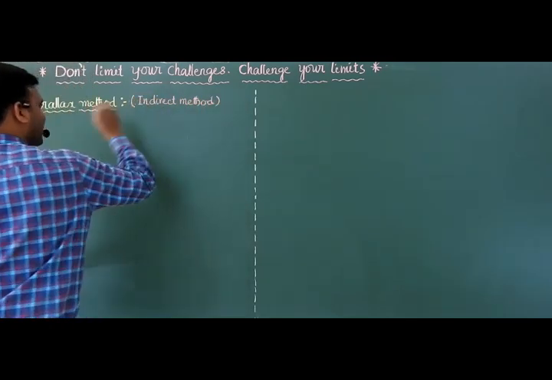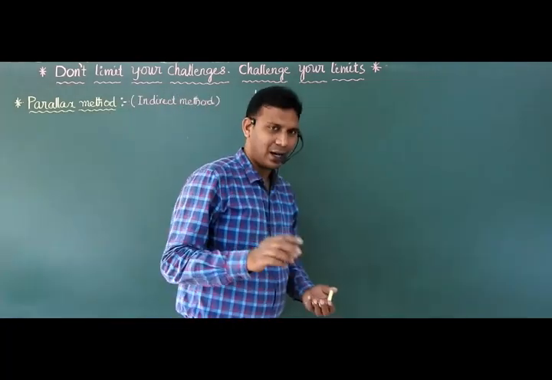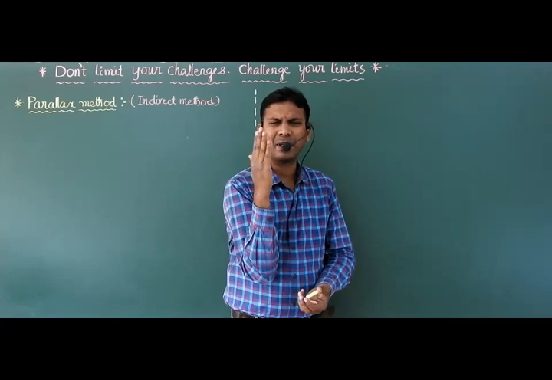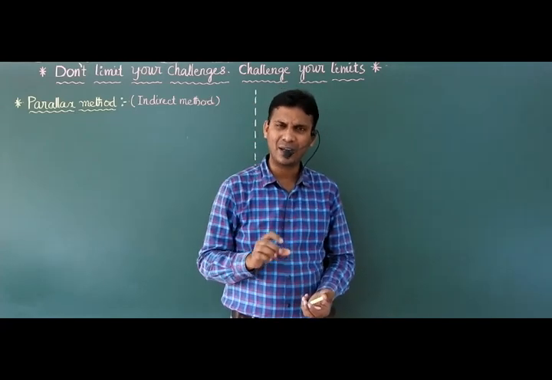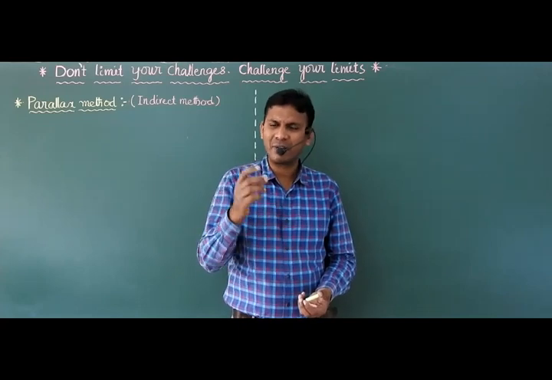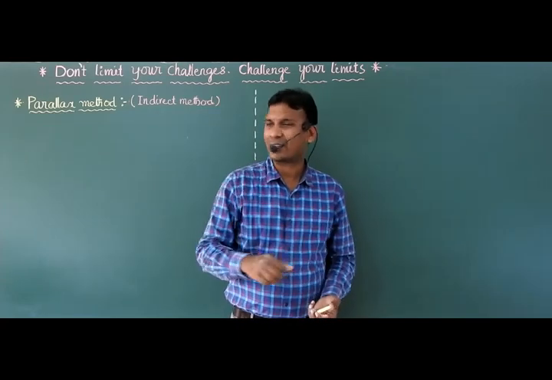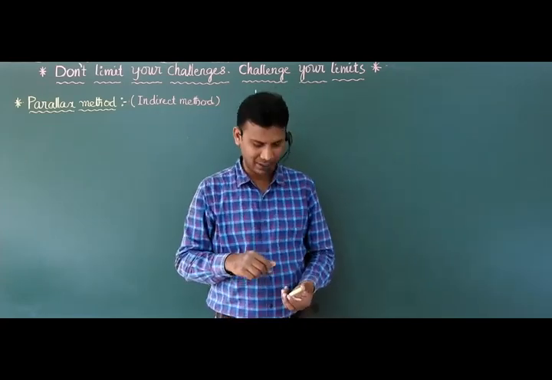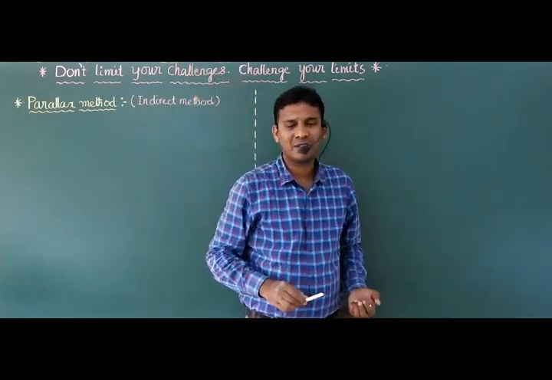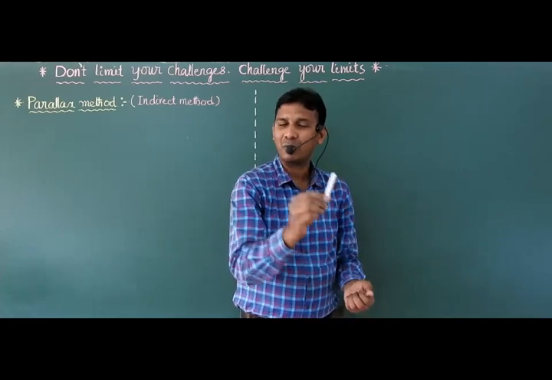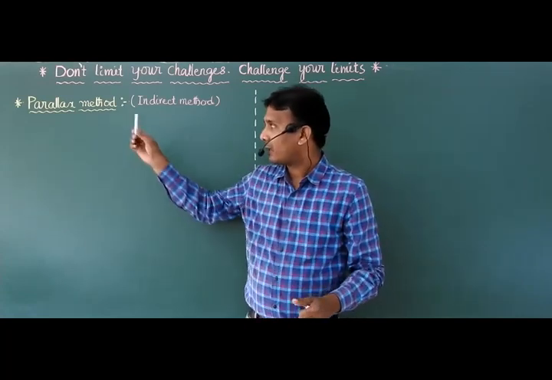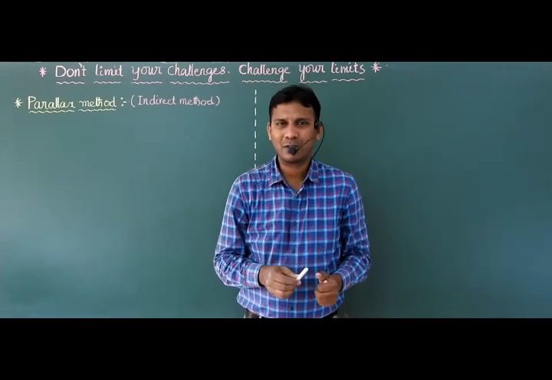Clear? Right. So what is the direct method? Already we discussed, with the help of instruments like meter scale, screw gauge, vernier calipers, one can measure the length of a given object. Then that is direct. Then what is meant by the parallax method? For better understanding of this parallax method, now I will give one best example.